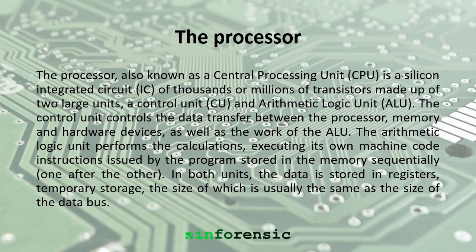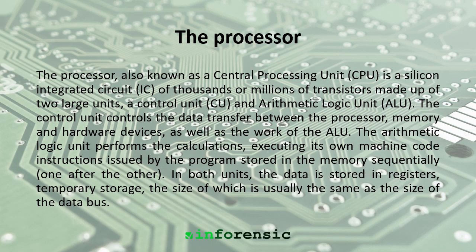The processor, also known as a central processing unit (CPU), is a silicon integrated circuit (IC) of thousands or millions of transistors made up of two large units, a control unit (CU) and an arithmetic logic unit (ALU). The control unit controls the data transfer between the processor, memory and hardware devices, as well as the work of the ALU. The arithmetic logic unit performs the calculations, executing its own machine code instructions issued by the program stored in the memory sequentially, one after the other.